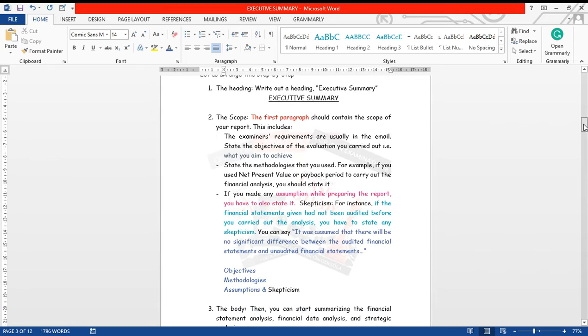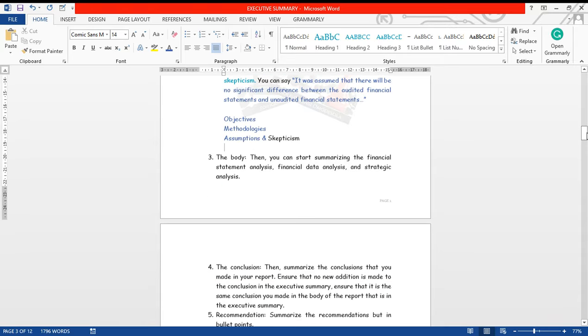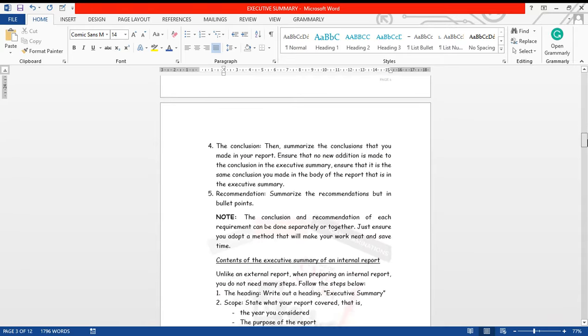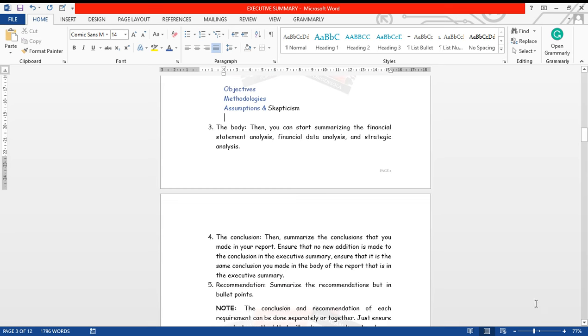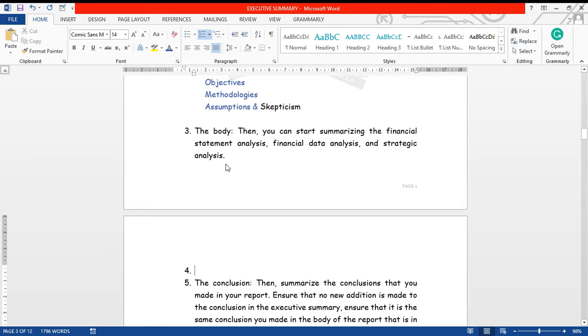The first one we have is the heading. Then after the heading, we have the scope. These are the things we talk about in scope. Then after the scope, you now go to the body of your executive summary. What's the body of the executive summary? Sometimes this can be done heading by heading. Let's say the examiner's requirement asks you to carry out profitability and liquidity analysis.